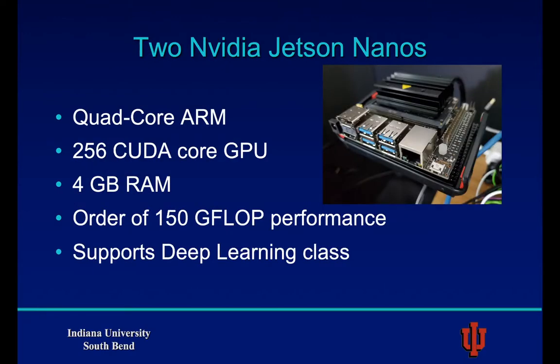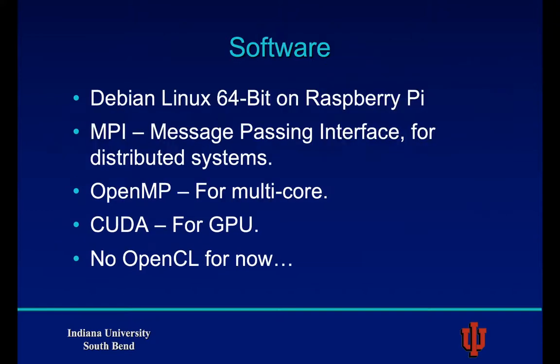We have 2 NVIDIA Jetson Nanos. These are quad-core ARM machines. They also have GPUs on them that are CUDA capable.